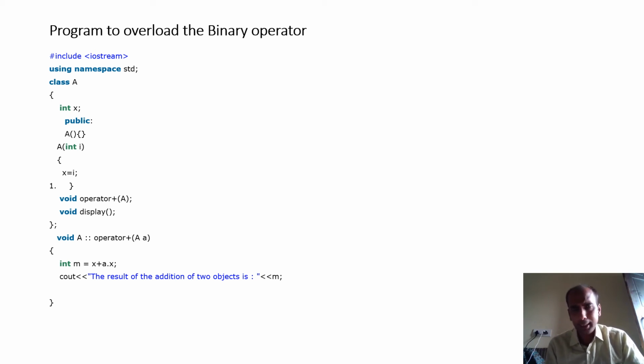I have taken a class A which has a member X. Then I have created a constructor. The body of the constructor is blank; you can leave it. Then there is a parameterized constructor. So you are seeing the constructor is overloaded here. There is a default constructor, and there is a parameterized constructor. And whatever parameter you are accepting, you are assigning it to X. Then you have created operator function plus, meaning I am going to overload the plus operator, which is receiving an object as its argument. Why an object? I'll tell you. And whatever you want to perform, you have done inside the function.